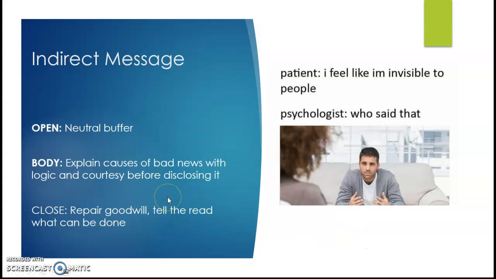Now, the hope is that we're able to do this with brevity. So in 2 to 3 sentences, we can help that reader understand the logic. So by the time they get to the bad news, it makes sense to them. And then thirdly is the close. And in the close, we want to repair goodwill once again. And to me, most importantly, tell the reader what can be done.